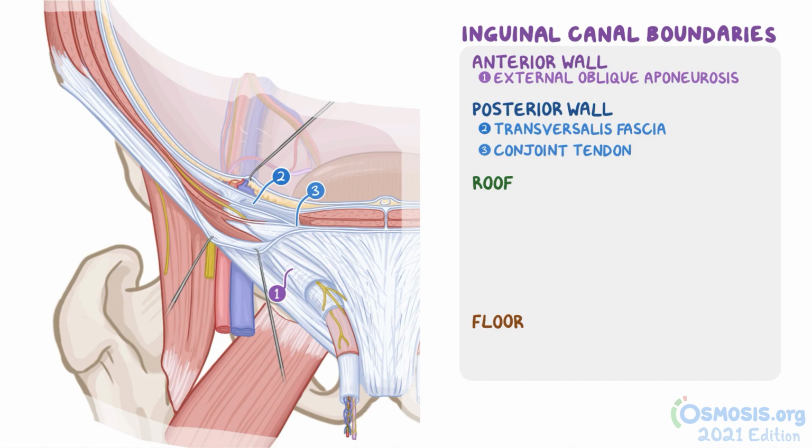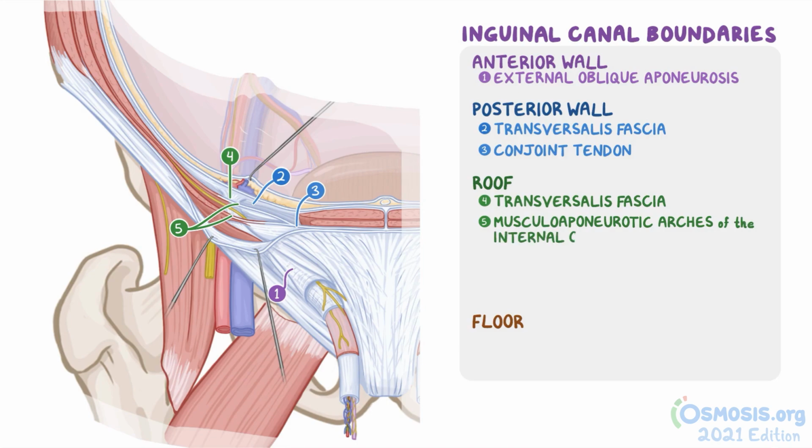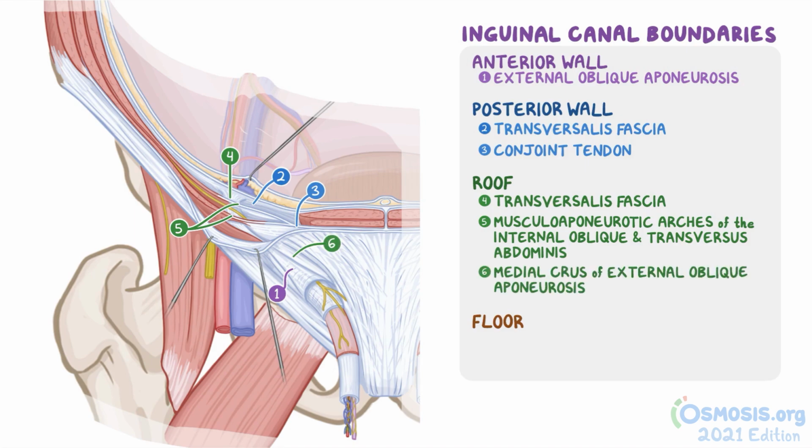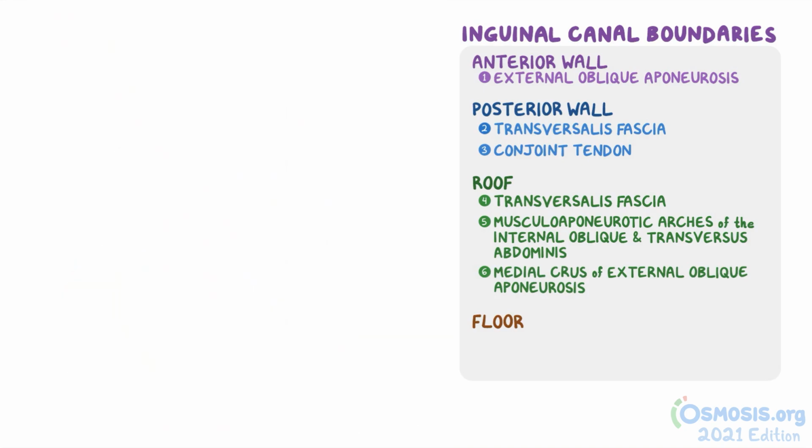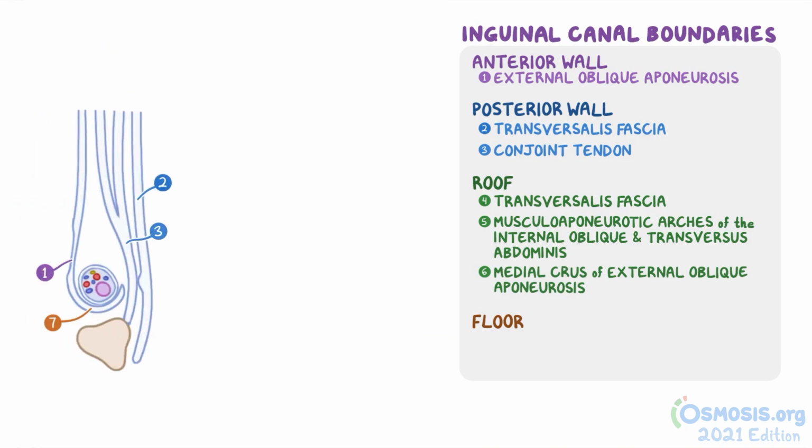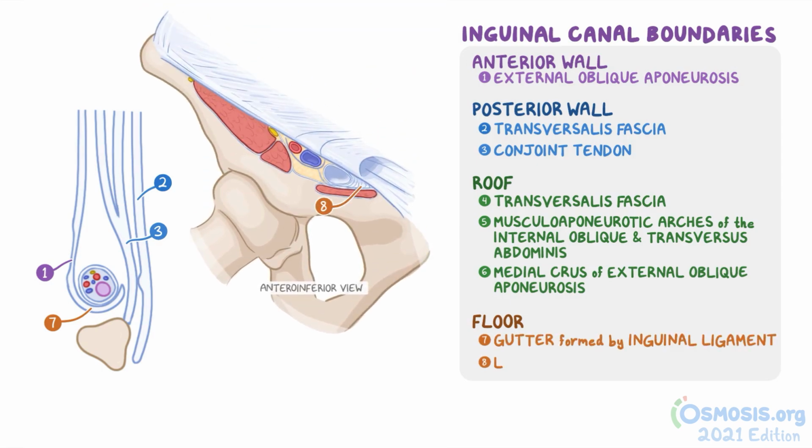Laterally, the roof of the inguinal canal is formed by the transversalis fascia, centrally by musculoaponeurotic arches of the internal oblique and transversus abdominis, and medially by the medial crus of the external oblique aponeurosis. Finally, the floor of the inguinal canal consists primarily of the gutter formed by the inguinal ligament and is supported medially by the lacunar ligament.